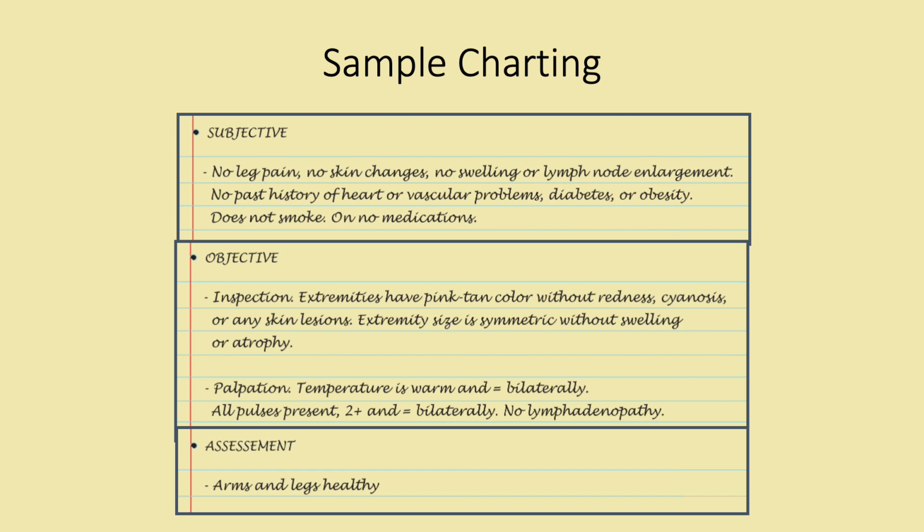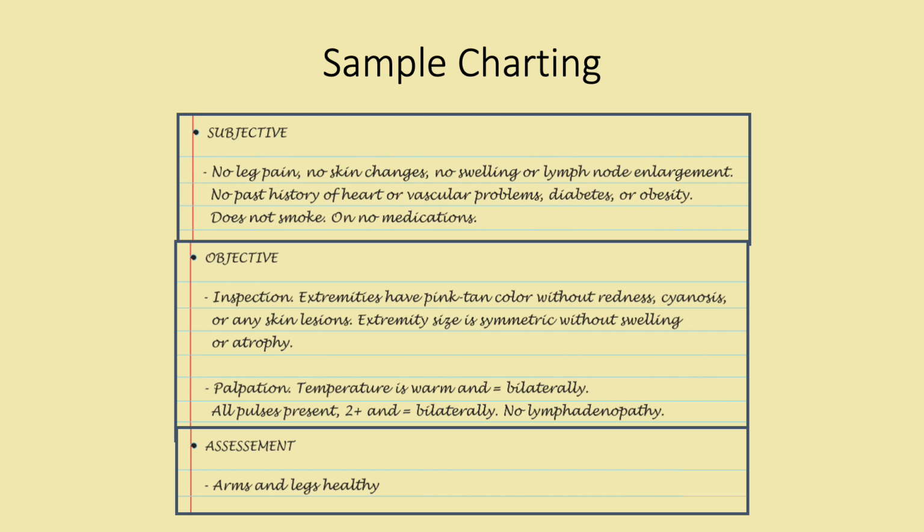On inspection, extremities are pink and tan color without redness, cyanosis, no skin lesions noted. They are symmetric, and there's no swelling or atrophy of the extremities. Temperature is warm and equal bilaterally, pulses are present, 2 plus and equal bilaterally, and there's no lymphadenopathy. That means there's no lymph node swelling.